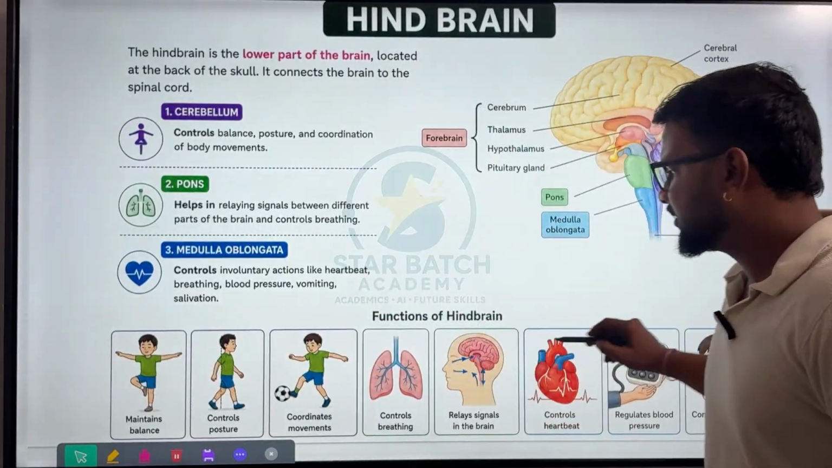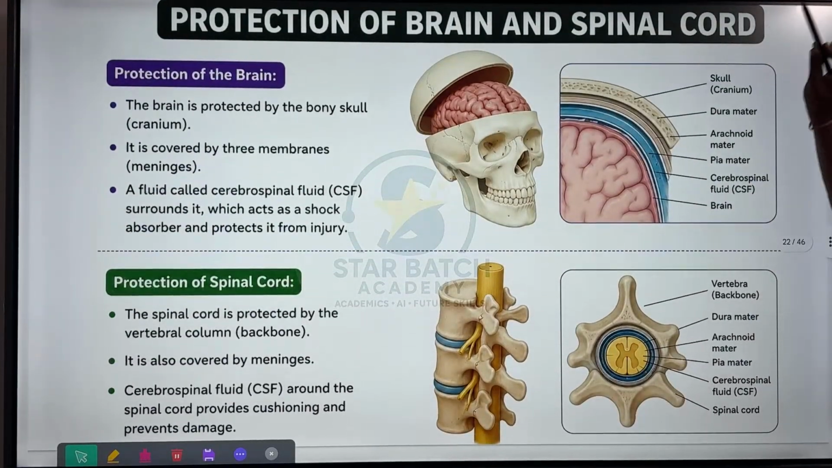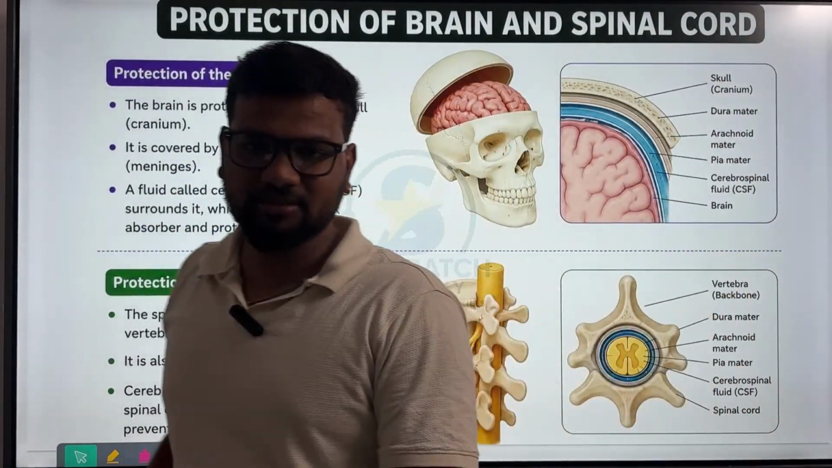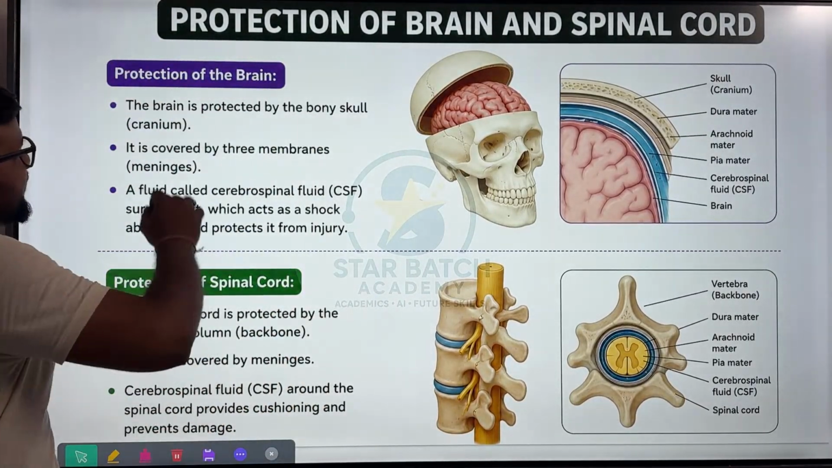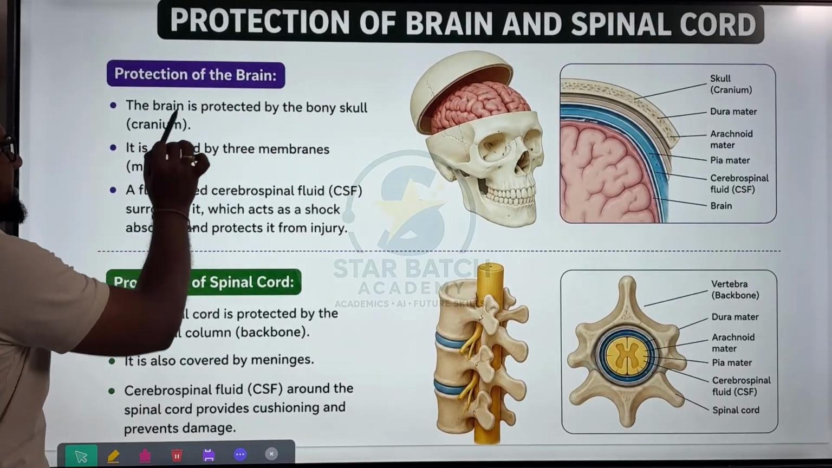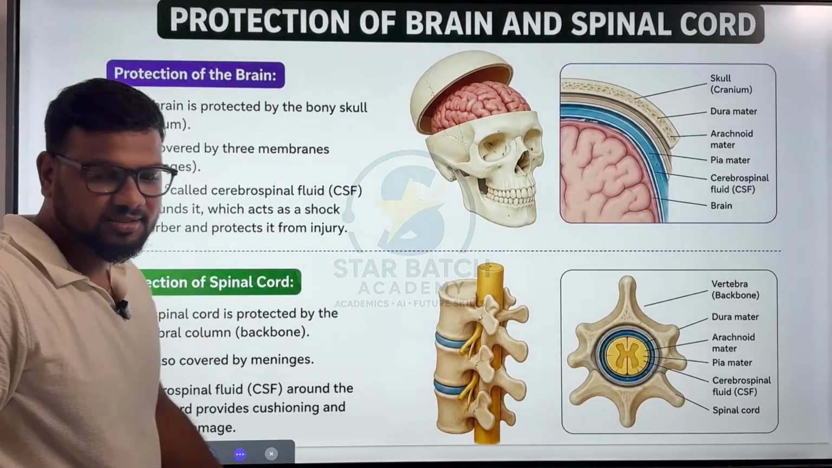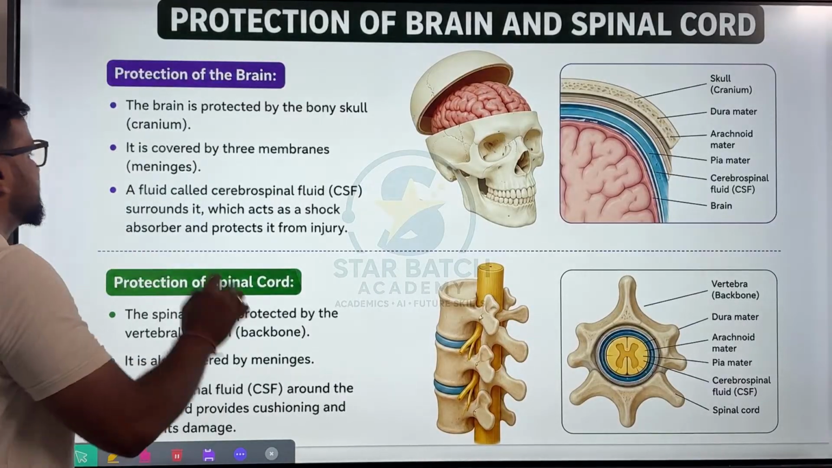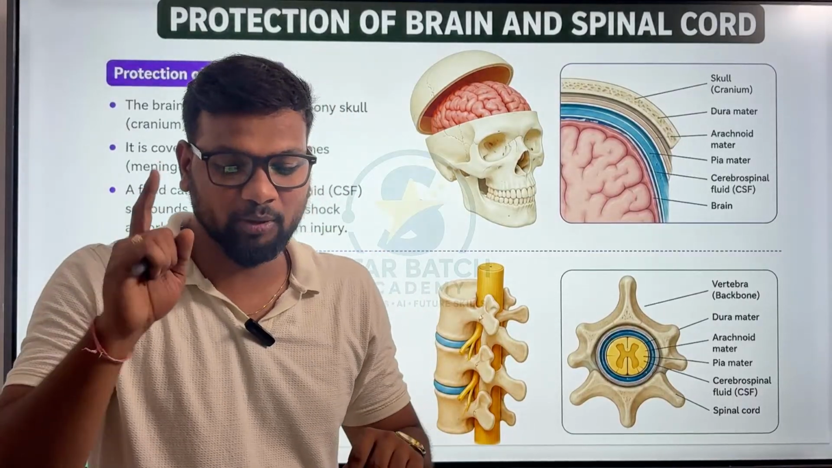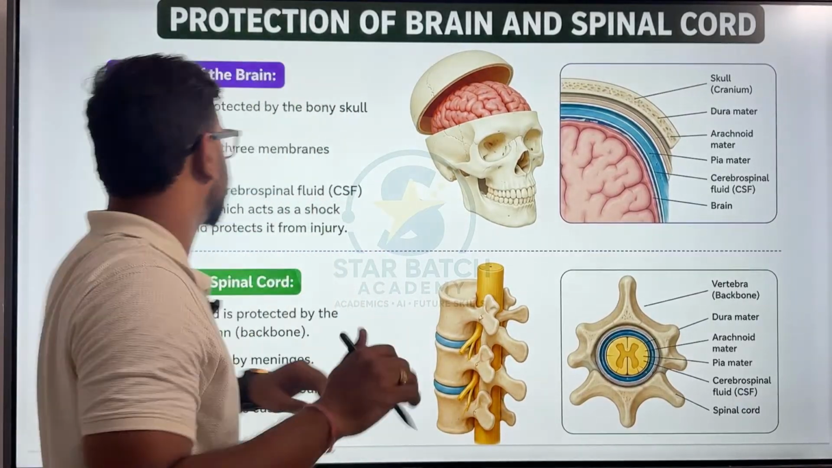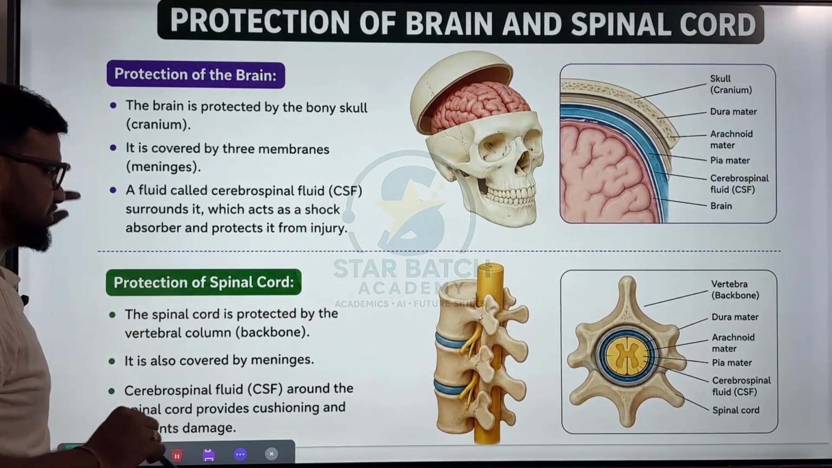Okay. Now see, as you can see the functions here. Clear? Protection of the brain. Okay, protection of the brain में क्या है? ब्रेन को प्रोटेक्शन कैसा मिल रहा है, कैसा मिल रहा है? We have the brain skull, which we call it as a cranium, and also protected by 3 membranes that we call it as meninges. Okay, that we call it as meninges, and a fluid called cerebrospinal fluid, that we call it as CSF, surrounds it, which acts as a shock absorber and protects it from the injury.